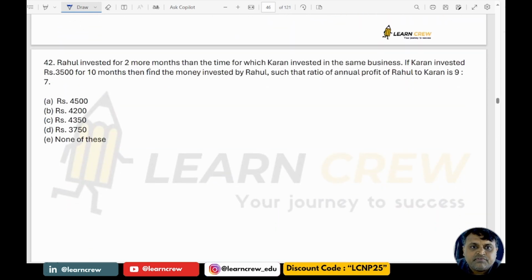Next, Rahul invested for 2 months more than the time for which Karan invested in the same business. If Karan invested 3500 for 10 months, find the money invested by Rahul such that the ratio of annual profit of Rahul to Karan is 9:7. So 9 by 7 is the profit ratio. It is given that Karan's investment is 3500 for 10 months. Rahul's investment will be how much? For 12 months. So you will get X here.